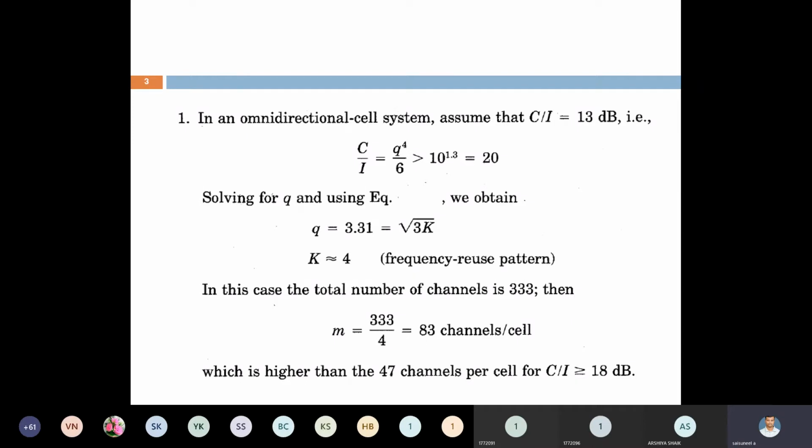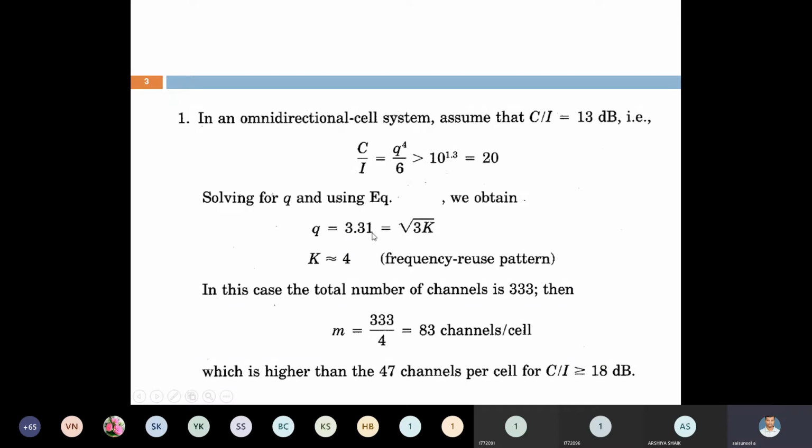At that time, C by I, how to convert? Suppose they give C by I equal to 13 dB. How to convert to normal? It is 10 power 1.3, since this is in dB and we have to convert to normal. Then C by I equals Q power 4 divided by 6 co-channels, which is greater than 10 power 1.3. Finally we get 20. Solving this equation, we get Q equal to 3.31.